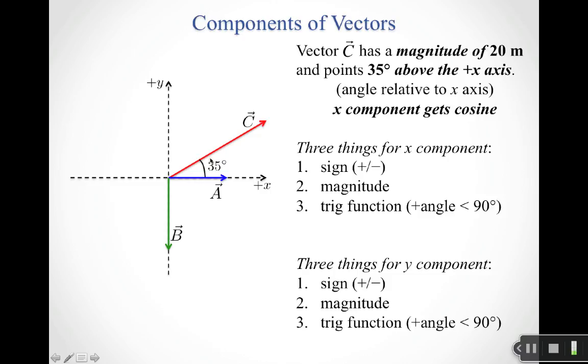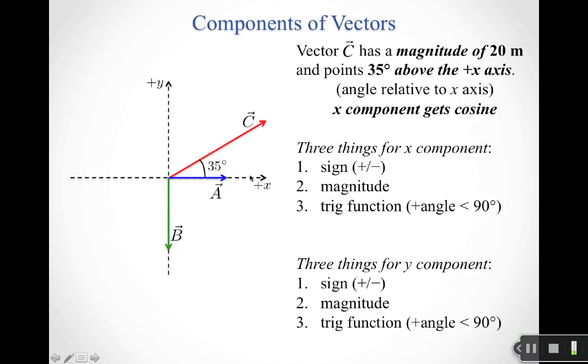The x component is going to get the cosine because it's the adjacent side to this angle, since we've defined it relative to the x-axis. So when I think about the x component's sign, well, it points to the right. To the right is positive x, so it's going to get a positive sign. The magnitude of vector C is 20 meters.